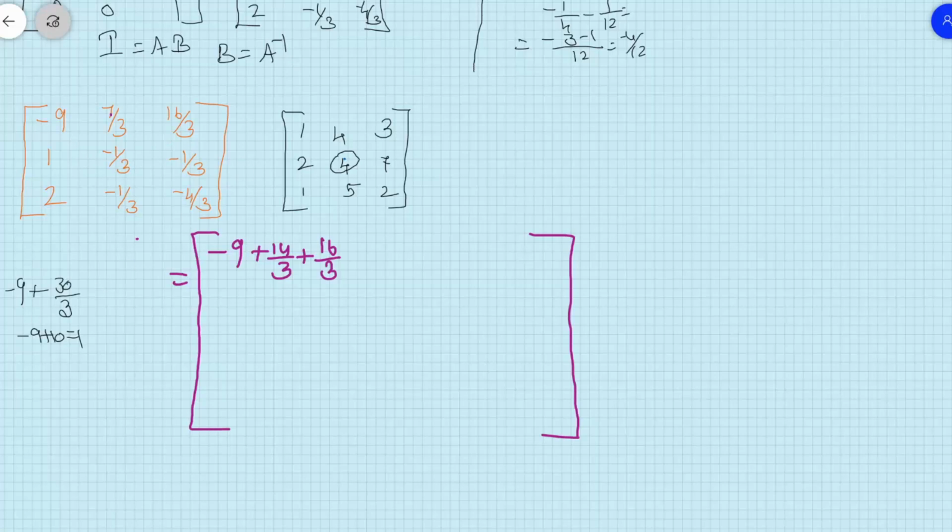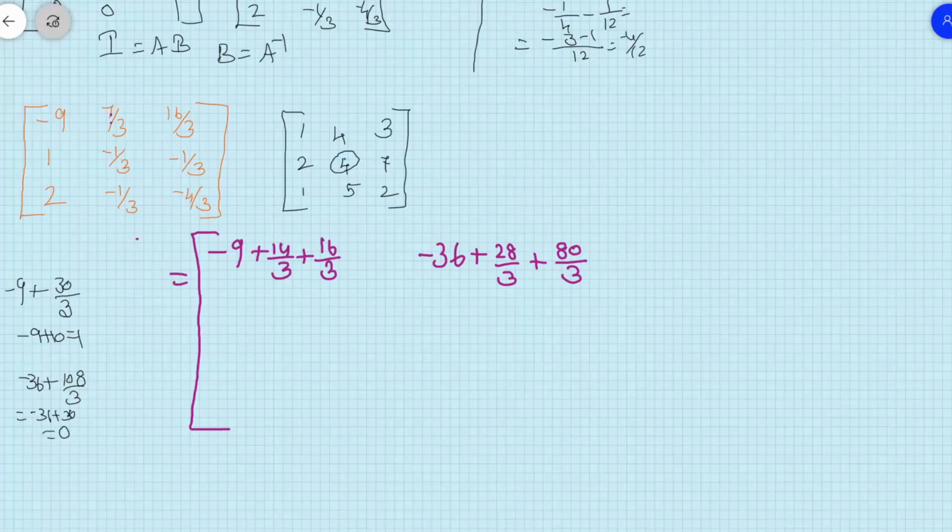Now the first row into second column: minus 9 into 4, minus 36, plus 7 by 3 into 4, plus 28 by 3, plus 16 by 3 into 5, that is plus 80 by 3. So this is the element. Now again we can check the value of this. That is minus 36 plus 80 plus 28, 108 by 3. So 108 by 3 is again 36. So minus 36 plus 36 is equal to 0. So this is again the right value that we have got, because it has to be 0.